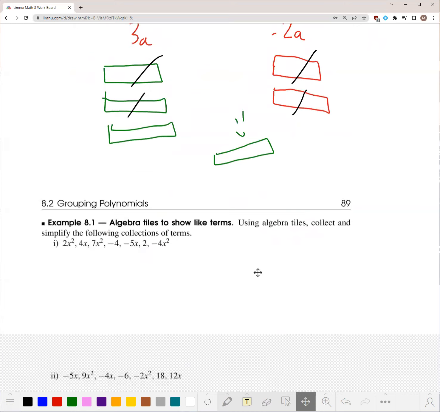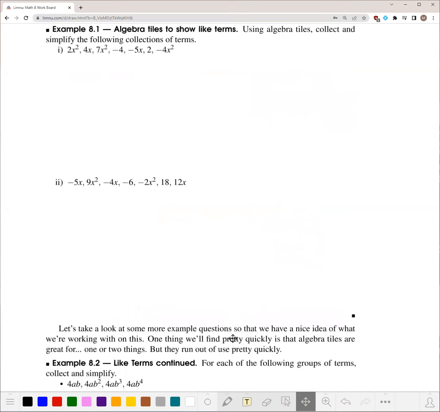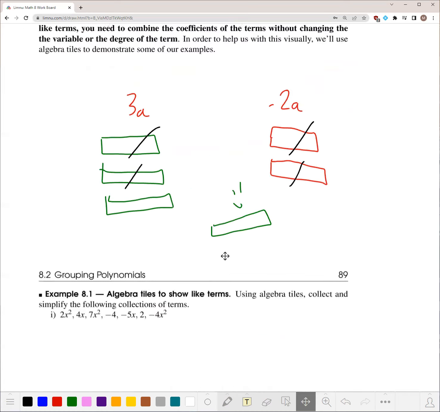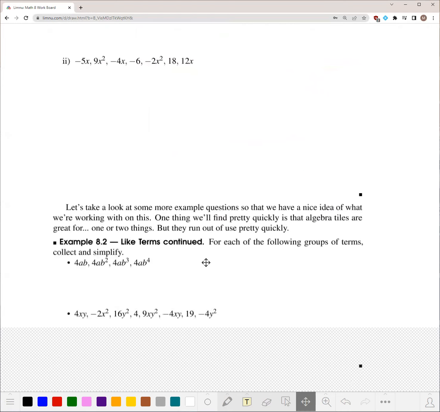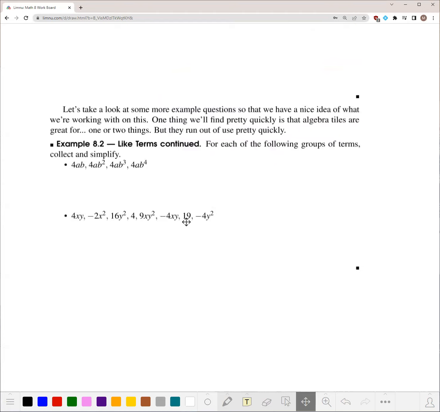Okay, so using algebra tiles, we can collect and simplify the following collections of terms. I'm not going to do that. You should practice that on your own using the tile methods up here. But I'm going to show you another way. And this way is much more helpful if you do not have any terms that fit well with algebra tiles. So for example, for AB, we don't have AB algebra tiles, so we can't make it work.